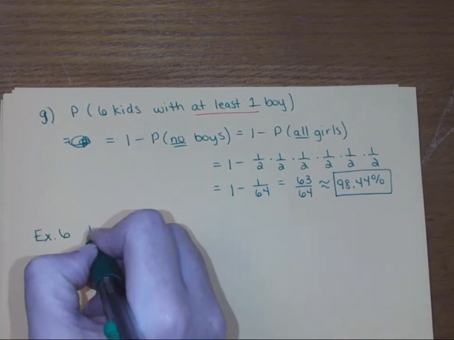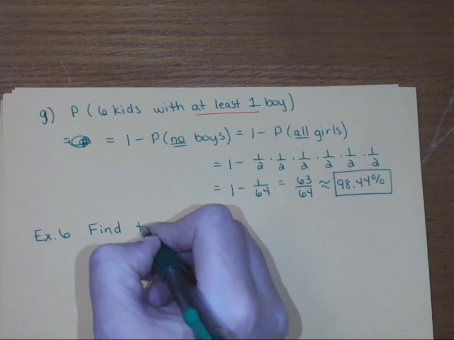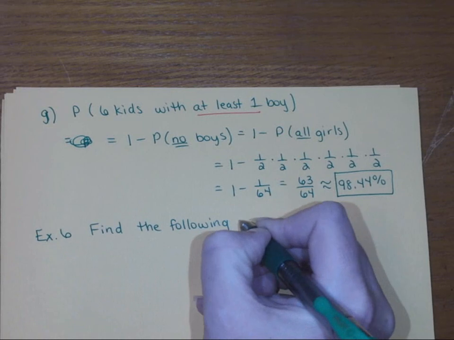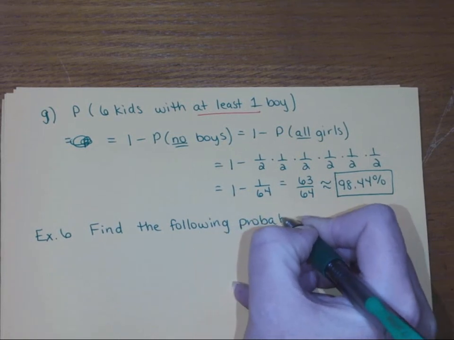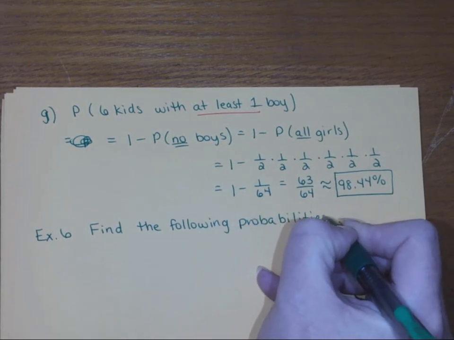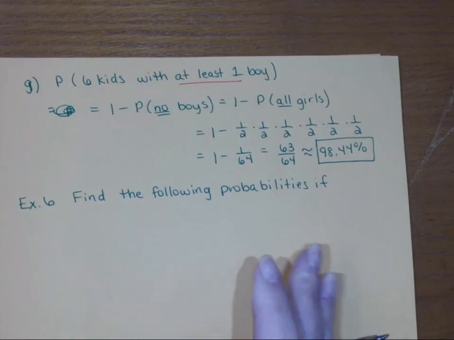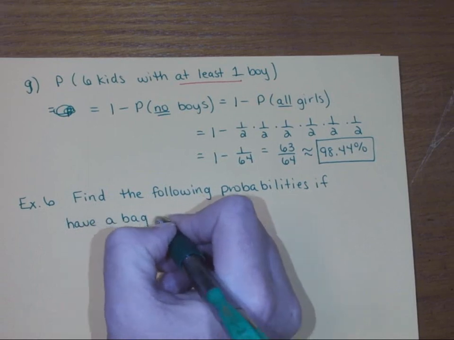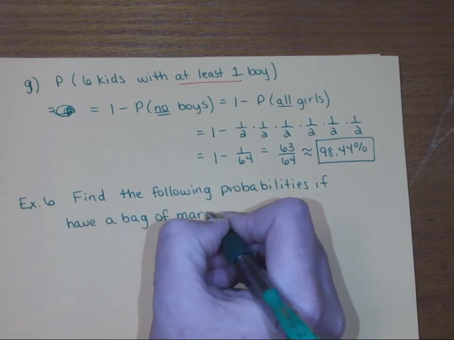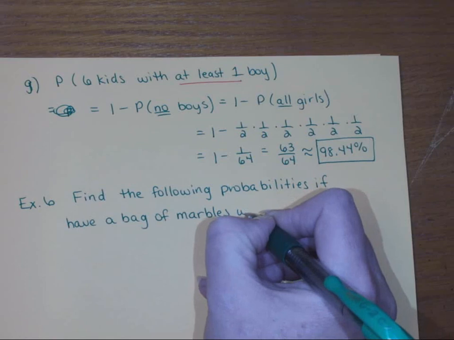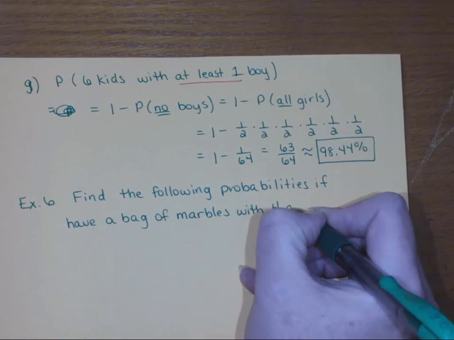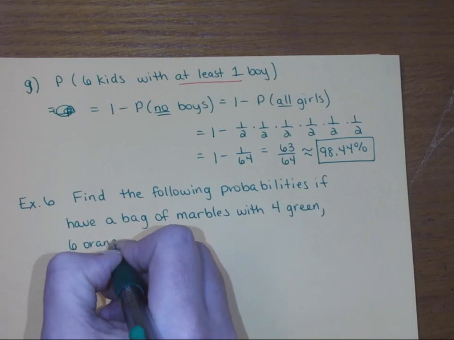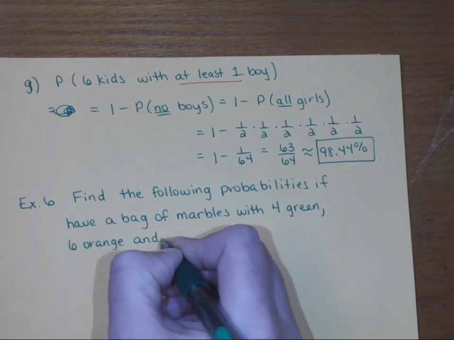Okay, so let's look at some other kind of dual probabilities, meaning where we want more than one event to happen. So I want you to find the probabilities if you have a bag of marbles with 4 green, 6 orange, and 8 blue.